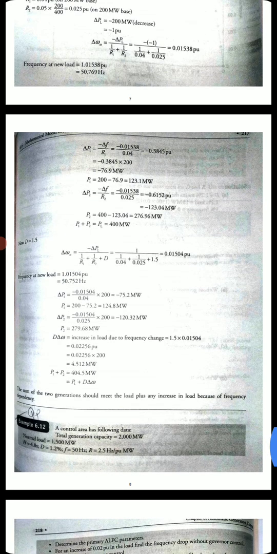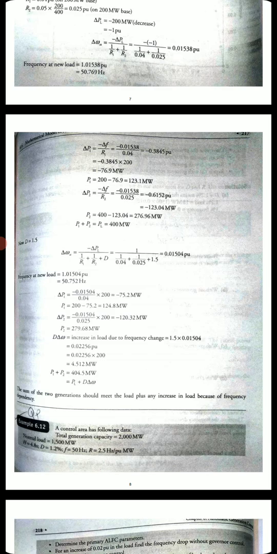So this is the solution of the problem. The same type of another problem is given here. A control area has the following data: total generation capacity is 2000 megawatt, normal load is 1500 megawatt, H is 4.8 s, D is 1.2%, F is 50 Hz, R is equal to 2.5 Hz per unit megawatt.